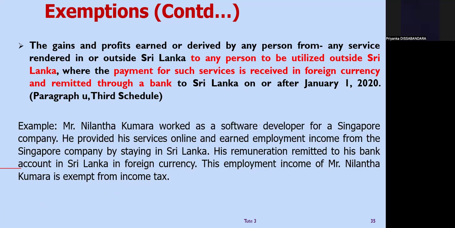Now I have explained all the income that we have to include when we are calculating the employment income, and all the income that we have to exclude or exempt when we are calculating the employment income. So not only the cash benefit, but non-cash benefit as well we have to include for the calculation of employment income. Okay. If you have questions, you can ask now.